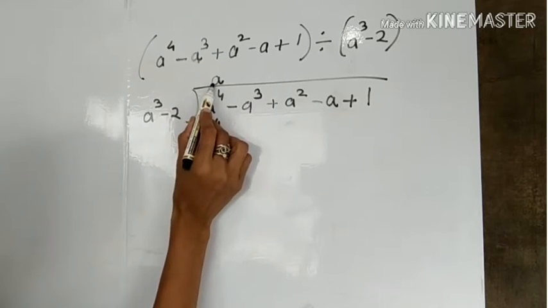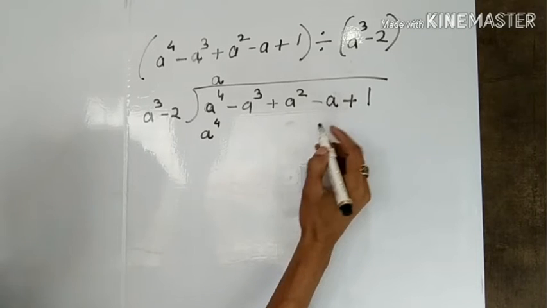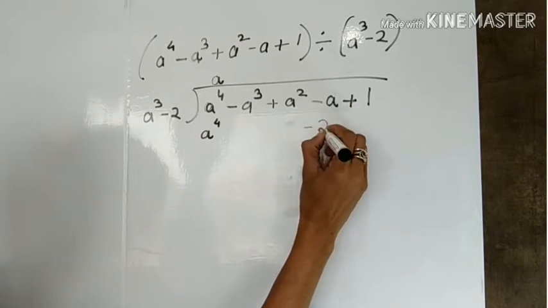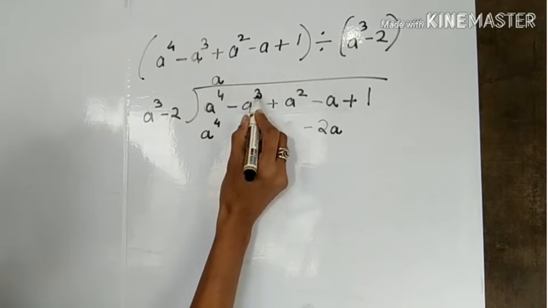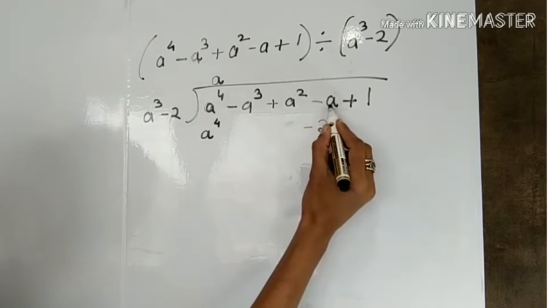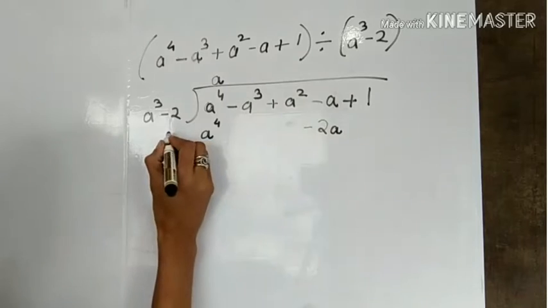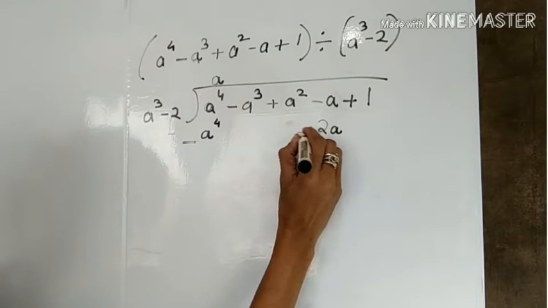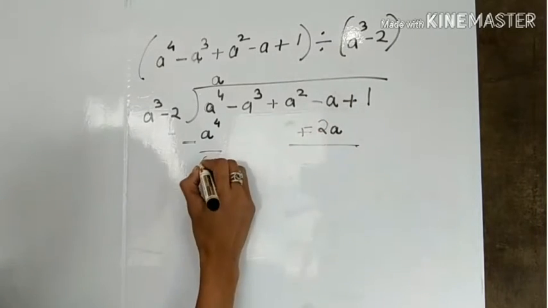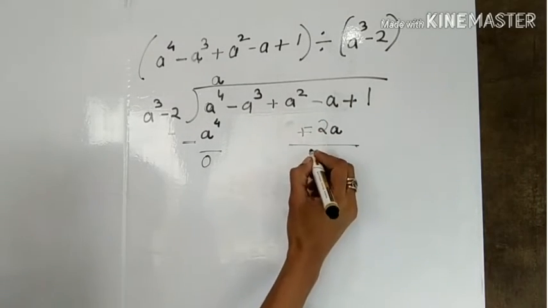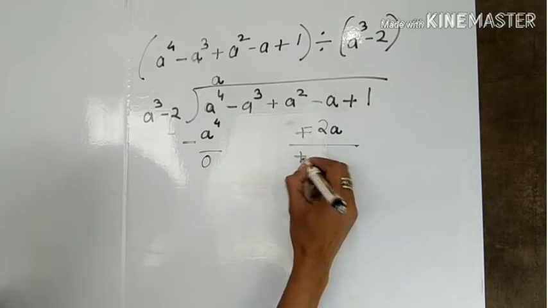Be careful. This is a term in a, and the term in a is here. So you need to write it exactly below it. You cannot write it below a cube. The term in a cube needs to be written below a cube, and the term in only a raised to 1 needs to be written exactly below the same term. Change the signs. You have minus and here it becomes plus. So this is going to give me the remainder as 0. And this gives me, the sign of the greater number is plus. So you have plus 1a.